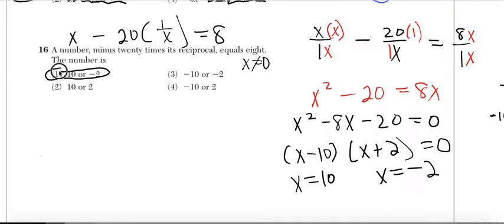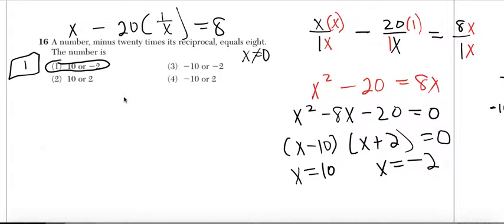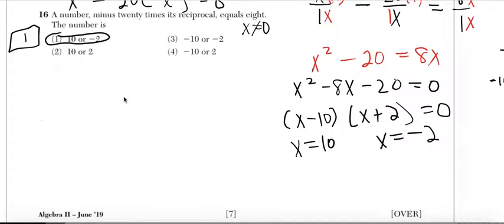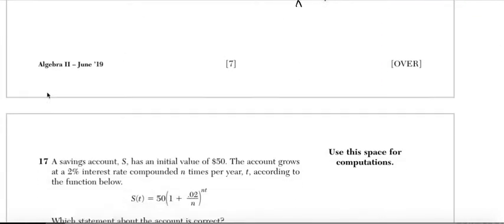All right, so it wasn't that bad to do by hand either. 10 and negative 2. And then, of course, you'd want to confirm in your calculator anyway to make sure it satisfies the original equation. But the answers are 10 and negative 2, choice 1. Okay, so number 17, here we come.